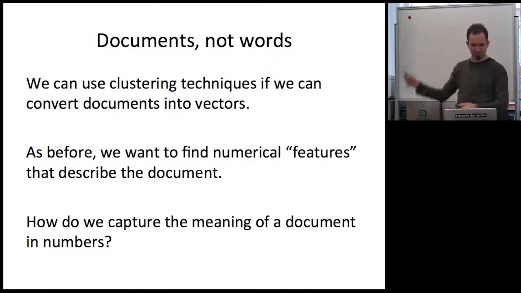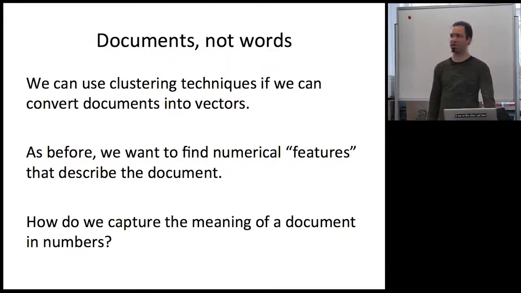I'm not going to read the slide. That's lame. Our objects of study are documents now, and we want to convert a document into a feature vector. So how do we do that? What numbers describe a document? How do we digitize a document? Word count. Could be very interesting if the length is significant. What else?